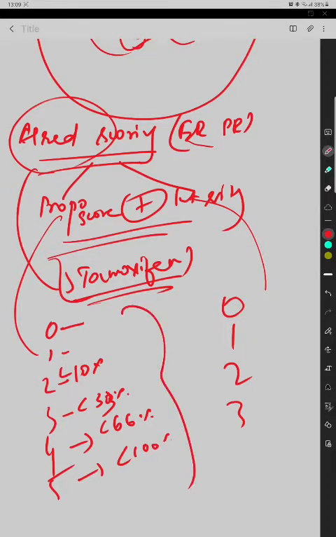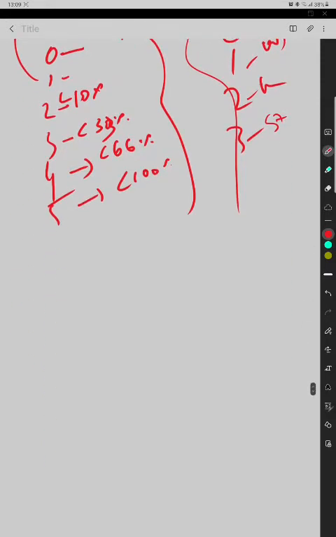So this is the classification for the proportion scoring. And for the intensity scoring, it is going to be negative, weak, intermediate, and severe or strong. So by the sum of these two, we will be getting the Allred scoring, and depending upon that, we will be determining the response of the tumor to the tamoxifen therapy.